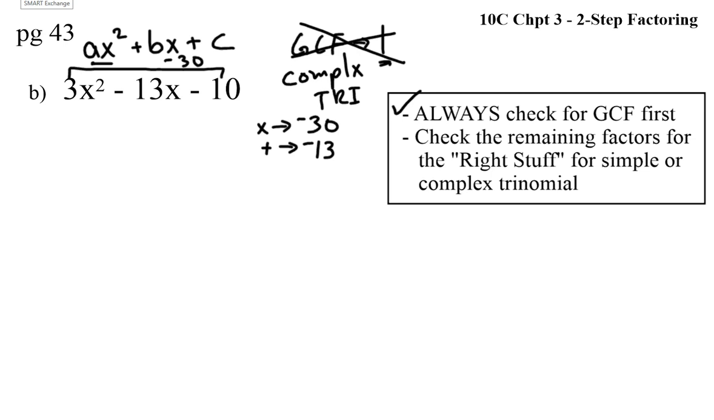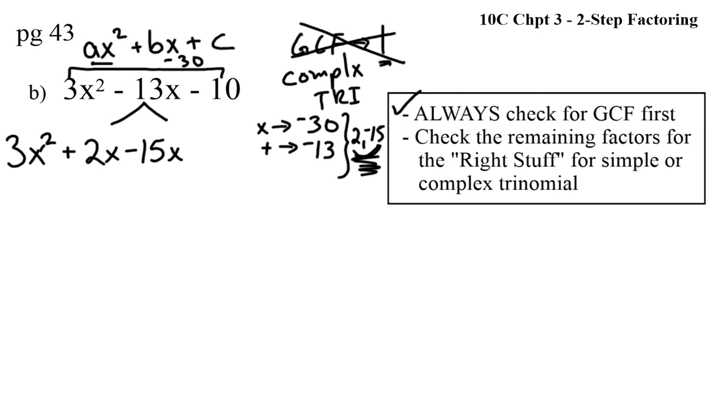So sometimes you've got to play around a bit. Some people see it, some people don't. Negative 30 and 13. What about positive 2, negative 15? Multiplies to negative 30, adds to negative 13. So if you recall from the other video on decomp, we decompose that middle term using the two numbers we found. So we still have the 3x squared, but now we have plus 2x minus 15x minus 10. Negative 13 has been broken down to 2x and minus 15x.